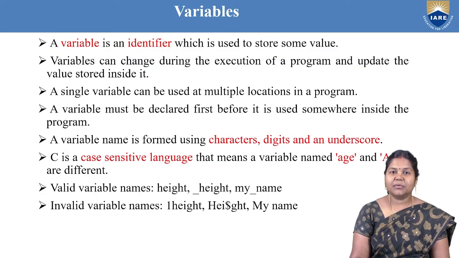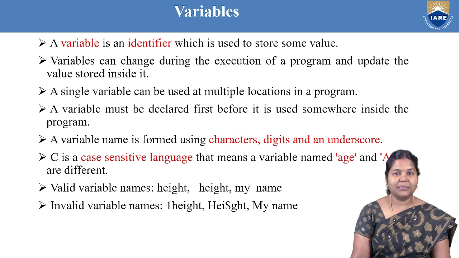Now, next is called a variable. What do you mean by a variable? A variable is nothing but an identifier which is used to store some value. And the value of the variable may change during the processing of statements. So, a variable can change during the execution of the program and always updates the stored value in it.